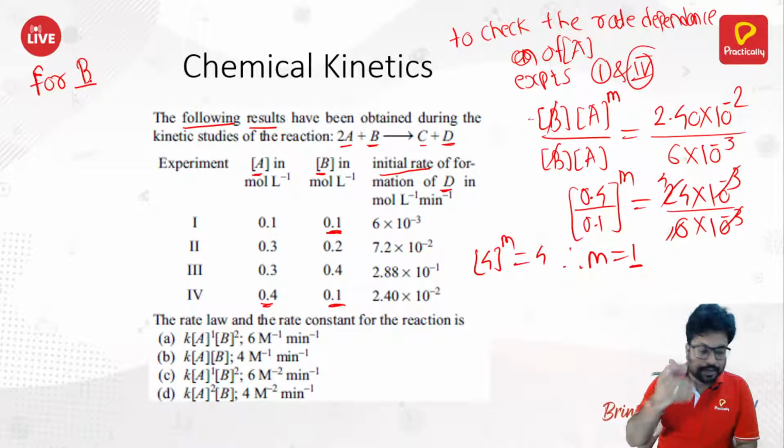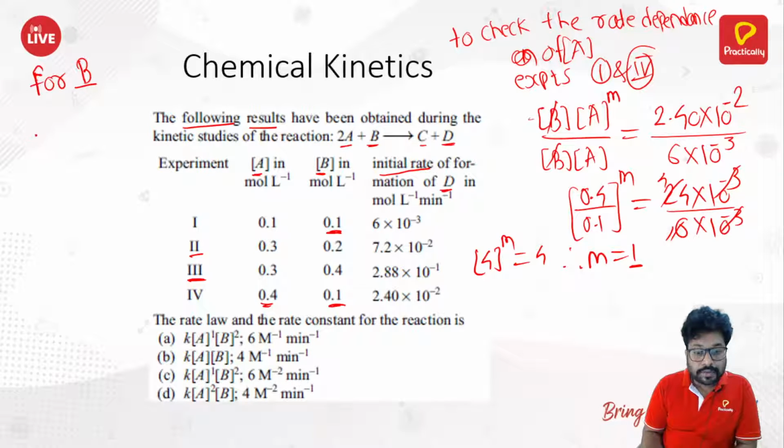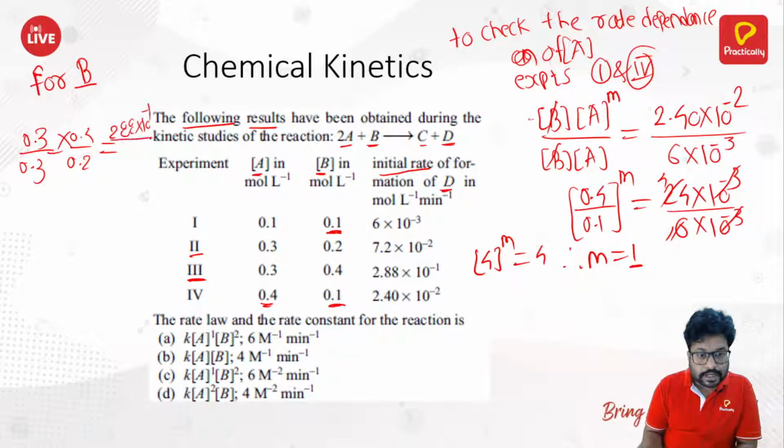For B, you need to select those experiments where the concentration of A is constant. If you look at all these experiments, the concentration of A is constant in experiments 2 and 3, right? So taking the ratio of 3 to 2, what do we get? Concentration of A, concentration of B, 0.3 divided by 0.3 into 0.4 divided by 0.2 is equal to 2.88 into 10 raised to minus 1 divided by 7.2 into 10 raised to minus 2. 0.3 gets cancelled.